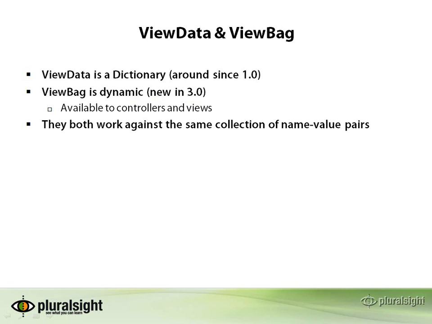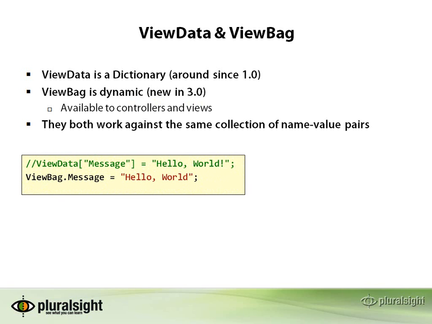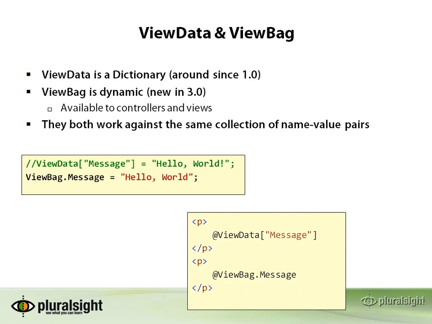It uses the dynamic type introduced with C# 4 to allow you to essentially still create a dictionary of name-value pairs, but instead of adding and retrieving from that dictionary using an array indexing operator, like we're doing here in the commented out line of code, we can simply use the property accessor, a dot operator, to say, here's a message to put into the ViewBag. Then inside of a view, we could pull that information out using either the ViewData or the ViewBag property. It just depends on which syntax you like better. Ultimately, both ViewData and ViewBag work against the same collection of name-value pairs.